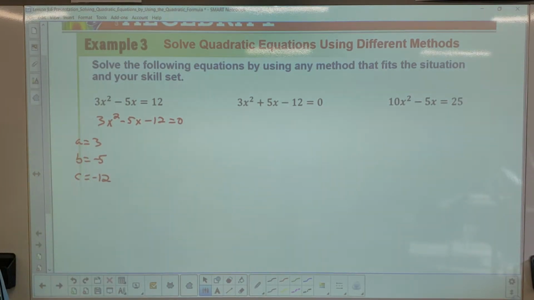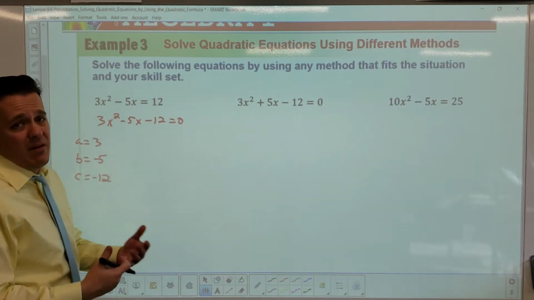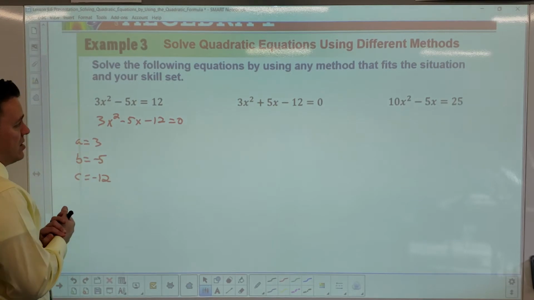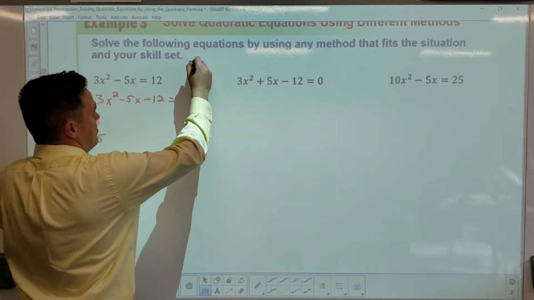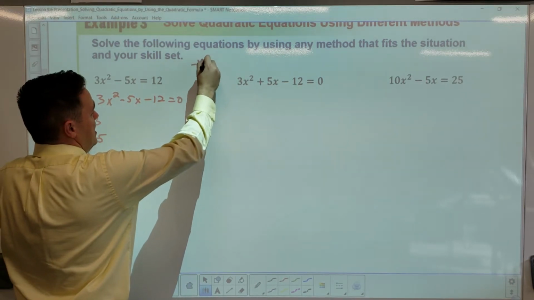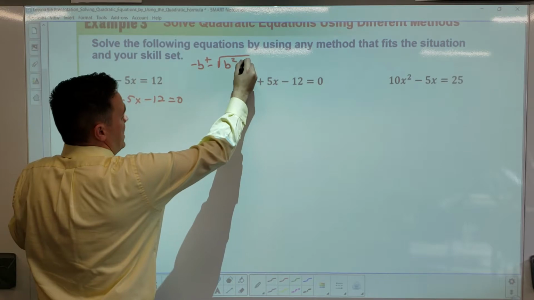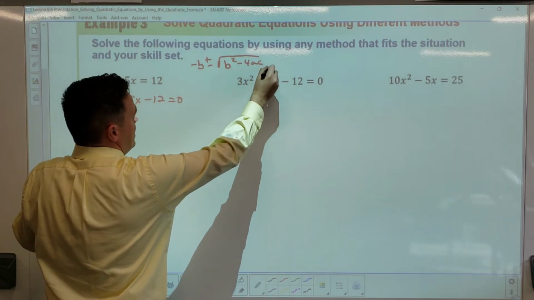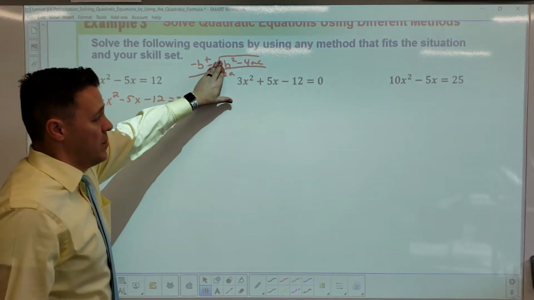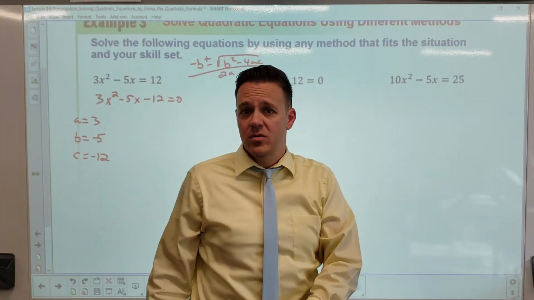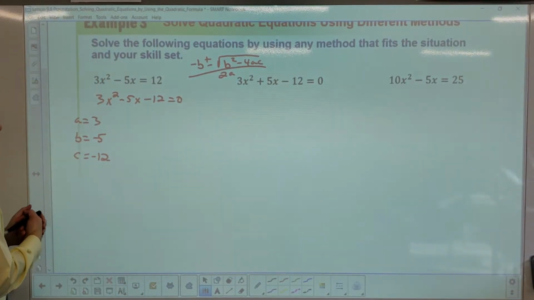Is there another way I could probably do this? Yeah, but the quadratic equation will work on everything, so I'm just going to use the quadratic formula right now, and we'll go from there. So knowing that, remember it's going to be negative B plus or minus the square root of b squared minus 4ac divided by 2a. I could use this formula on all three of these if I chose to, because that's the formula that you can do.